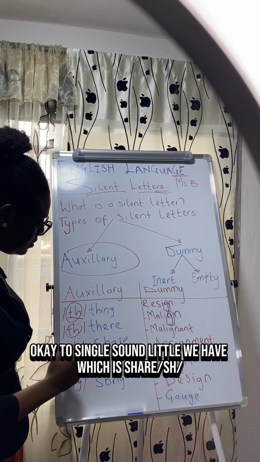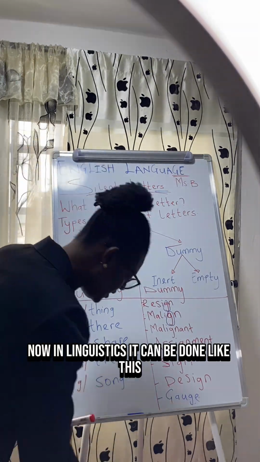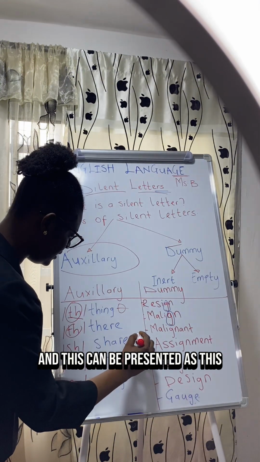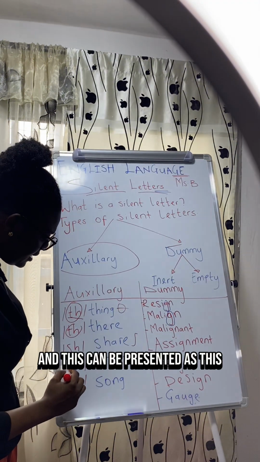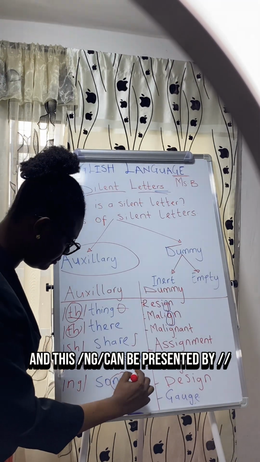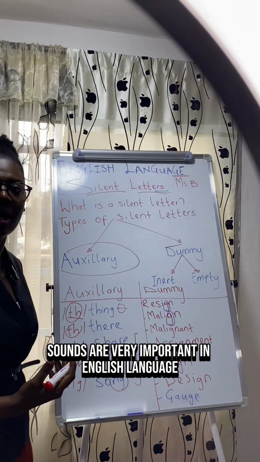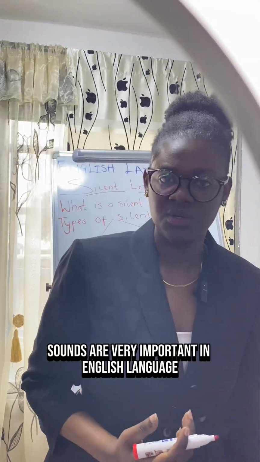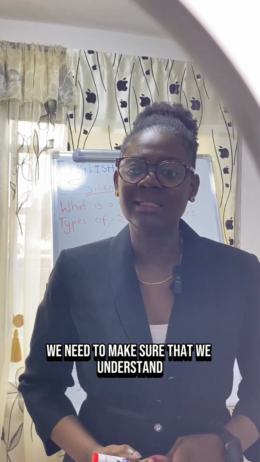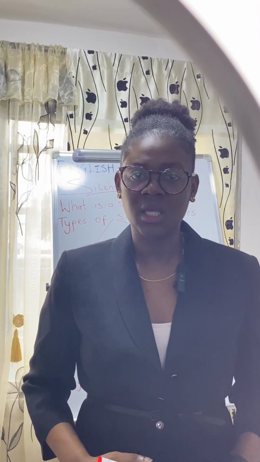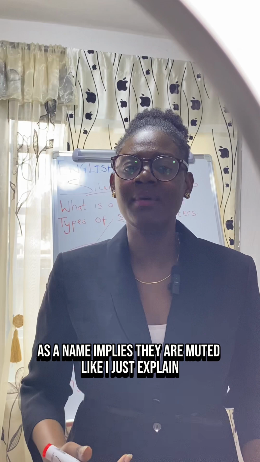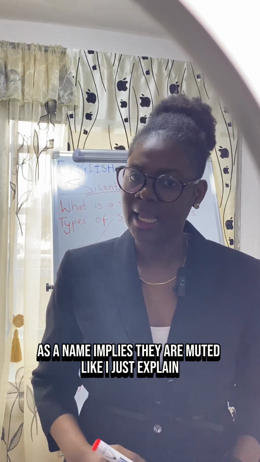We have sh, which is share. Now in linguistics, these can be represented with symbols, like sh and j. So auxiliary sounds are very important in the English language. When communicating with people, we need to make sure that we understand the use of silent letters. Those sounds which are silent, we are not supposed to pronounce them. As the name implies, they are muted, like I just explained.